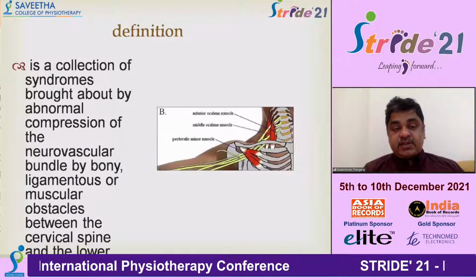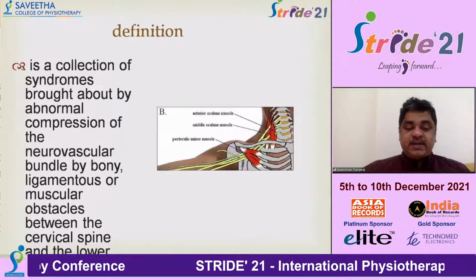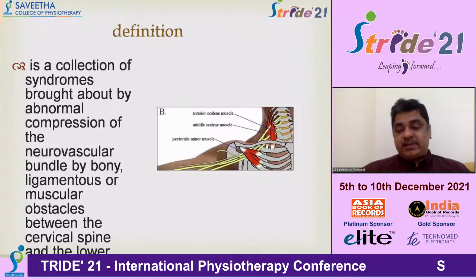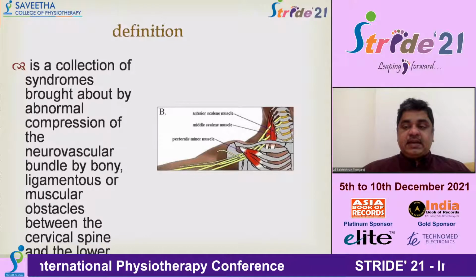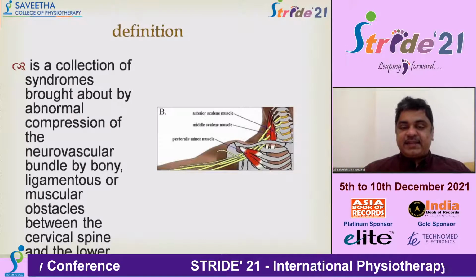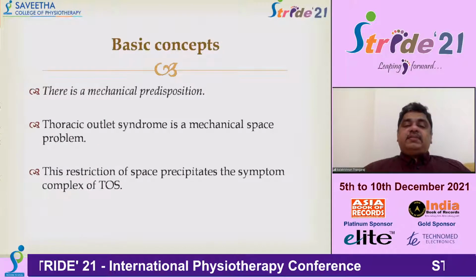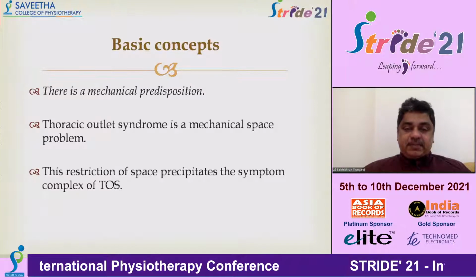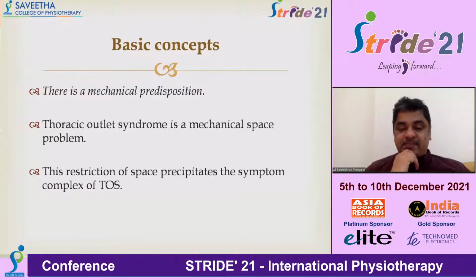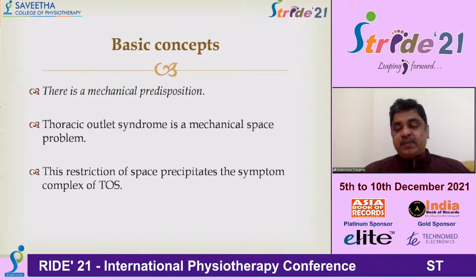Thoracic outlet syndrome is a collection of symptoms brought about by abnormal compression of the neurovascular bundle by bony, ligamentous or muscular obstacles between the cervical spine and the lower ribs. Sorry, next slide, please. So the concept is a mechanical predisposition, a mechanical space problem. This restriction of space precipitates the symptom complex of thoracic outlet syndrome.